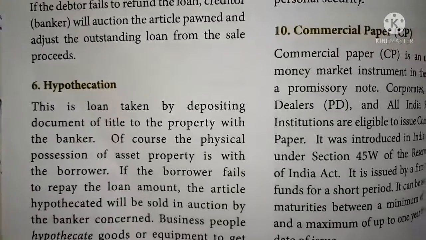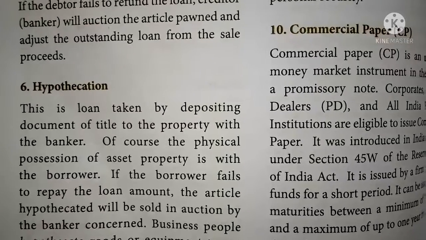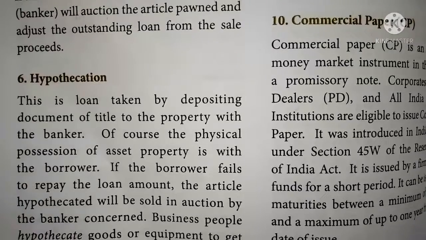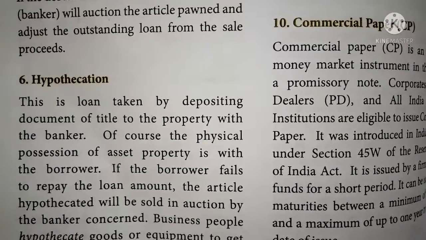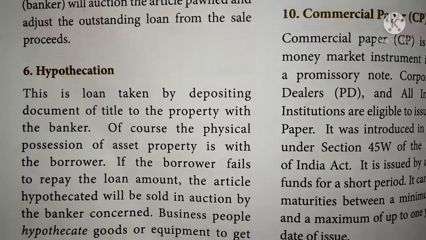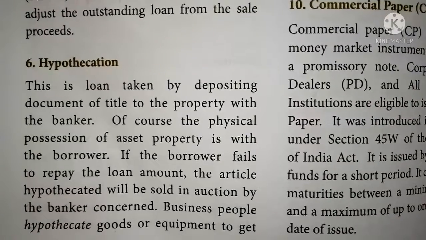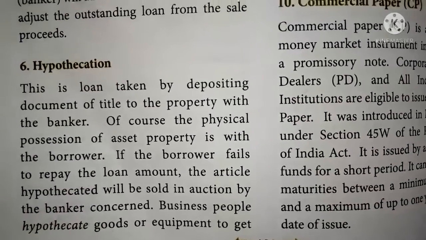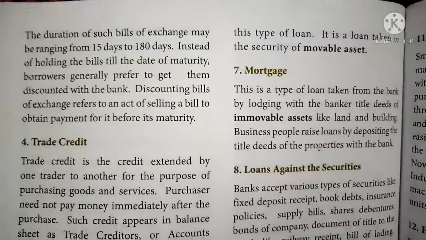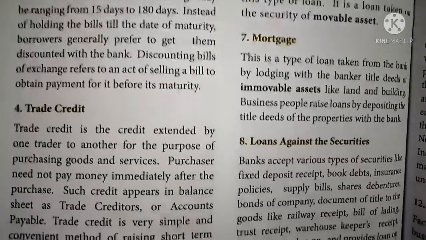Hypothecation. This is a loan taken by depositing the document of title to the property with the banker. Of course, the physical possession of the asset is with the borrower. If the borrower fails to repay the loan amount, the hypothecated article will be sold in auction by the banker. Business people hypothecate goods or equipment to get this type of loan, and it is a loan taken on the security of movable assets only.